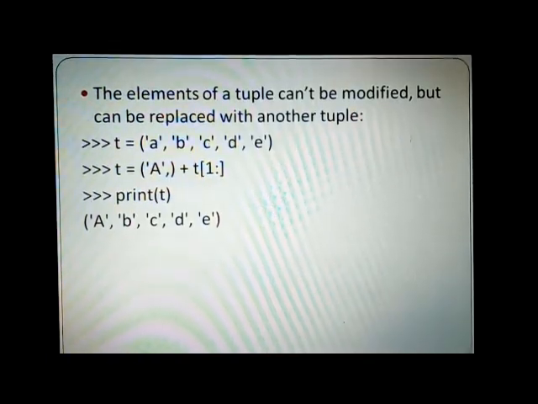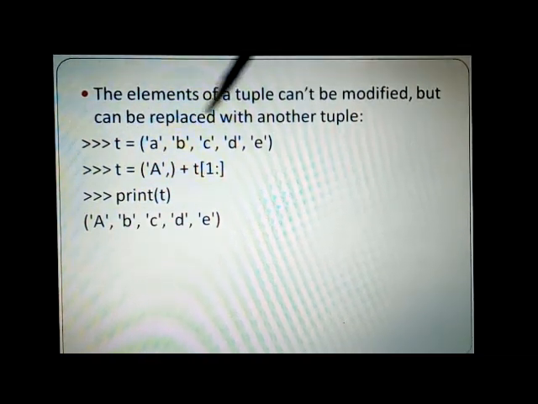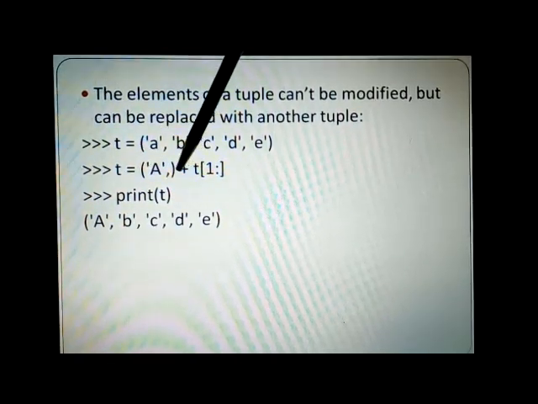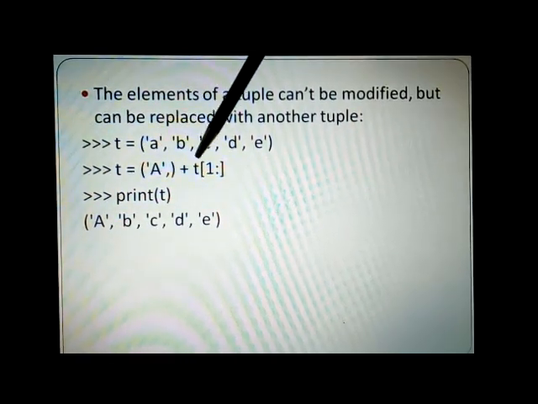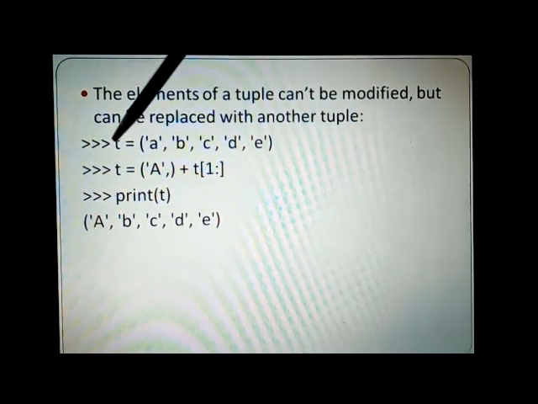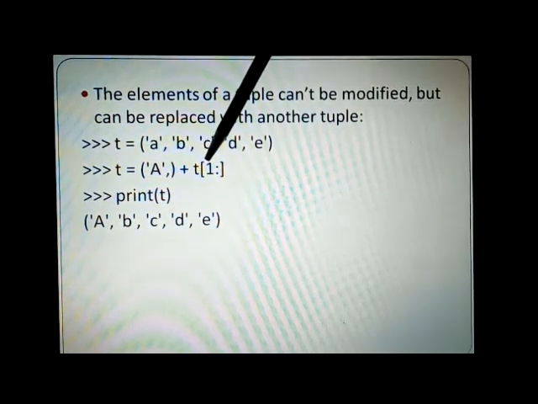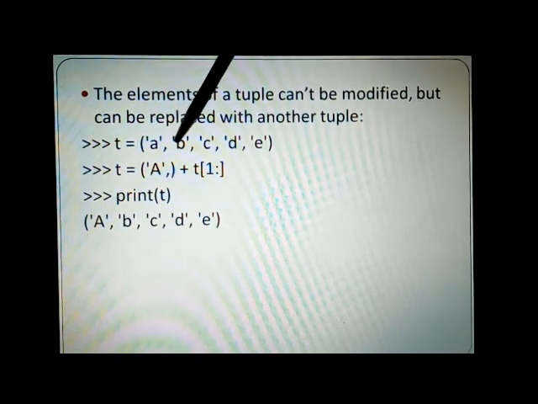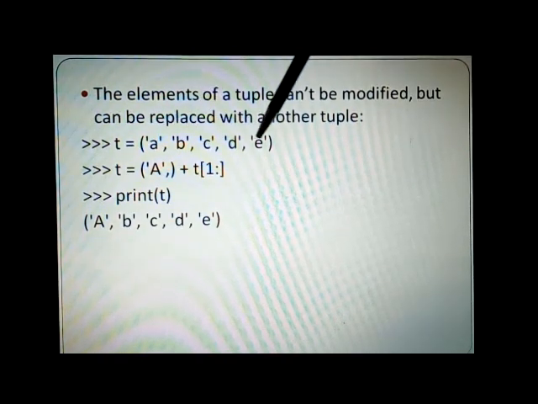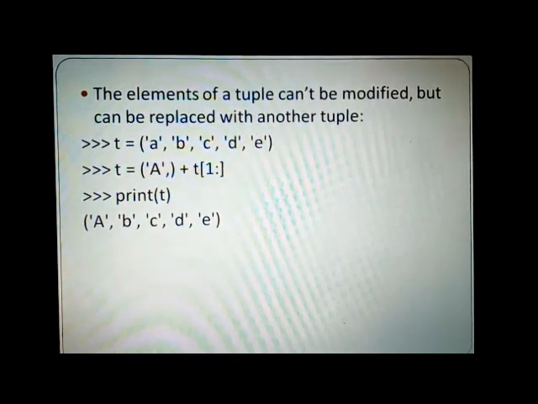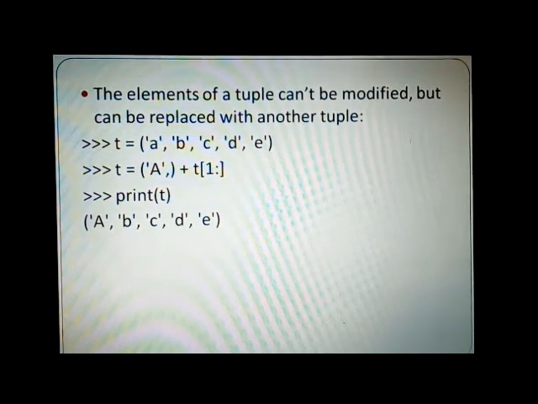However, I can replace it with another tuple, meaning, for example, if I have t equals a, b, c, d, e, and t equals the capital A, comma, this is another tuple which is getting added to this, then I can create another t with this tuple added to the original t. Now I am trying to add all the elements except the first element. Skipping the first element, to the rest of the elements, I am adding A, so it would be capital A, B, C, D, E. So this is how I can make use of these tuples.